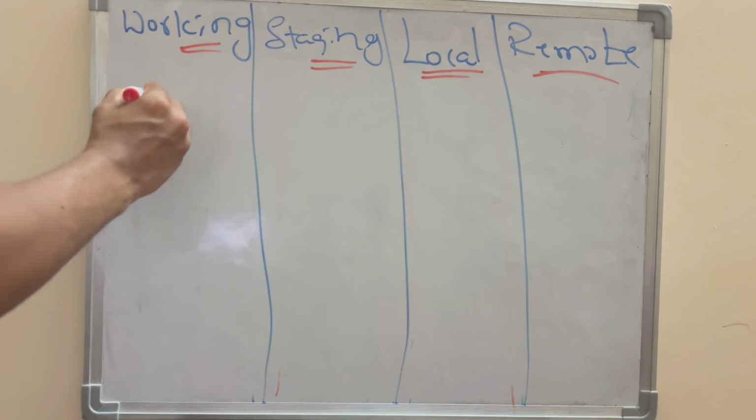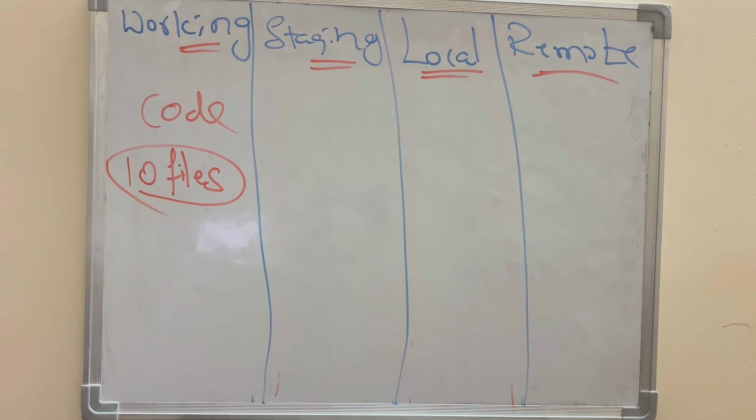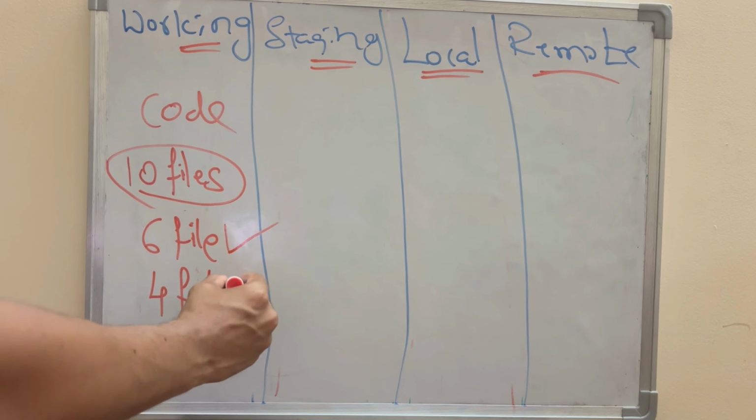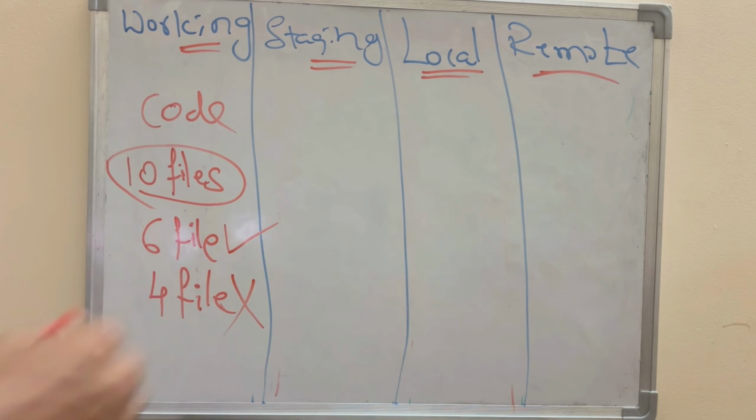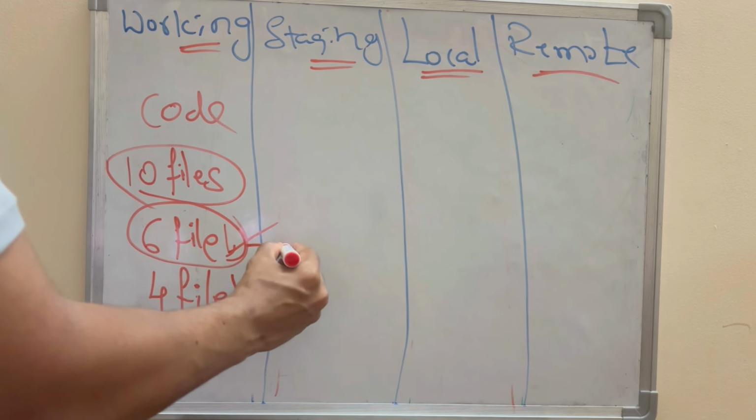In the working area, developers write their code. For example, you modified some 10 files here. You are sure about 6 file changes, but you are not so sure about 4 file changes. So you want Git to track only these 6 files. Then you can move these 6 files into the staging area.